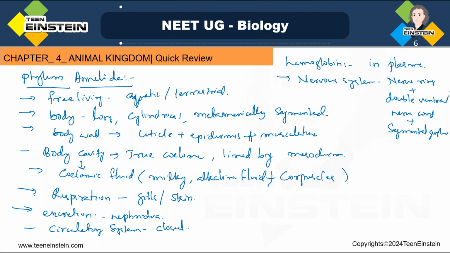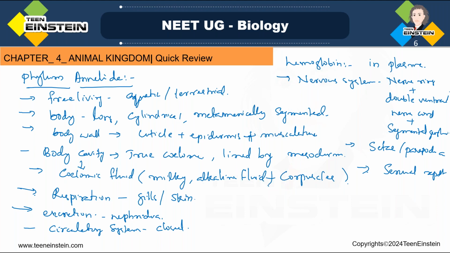Okay, and how is locomotion taking place? Locomotion is with the help of setae or parapodia. And how is reproduction taking place? Reproduction is by sexual method, and the development may be direct or indirect. Reproduction is sexual reproduction.